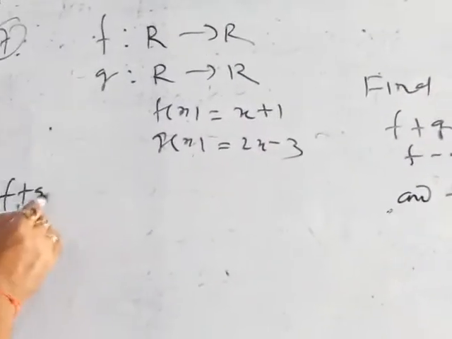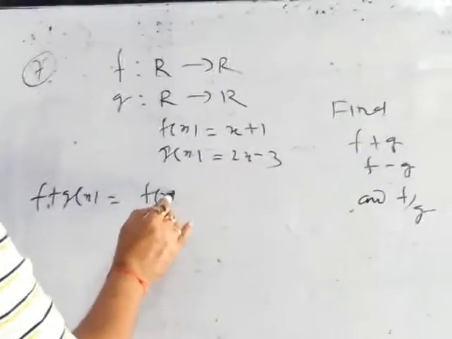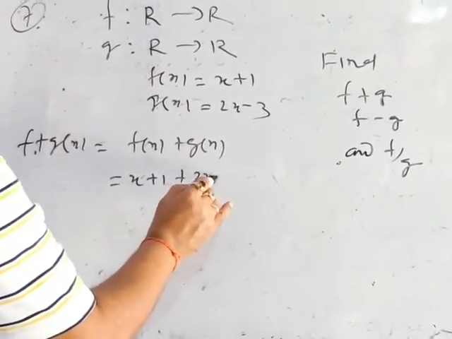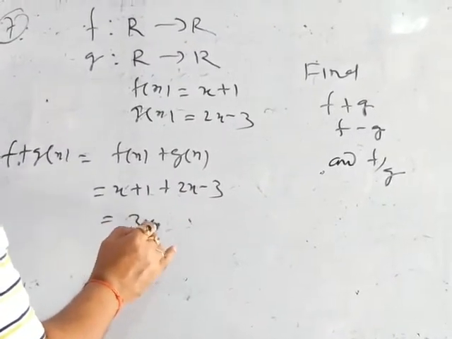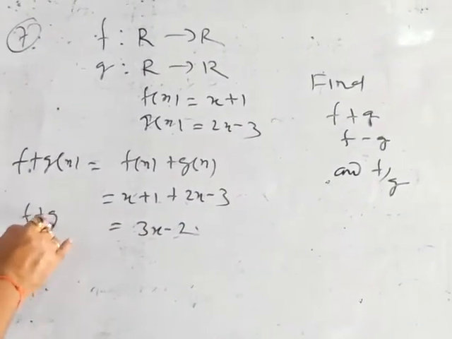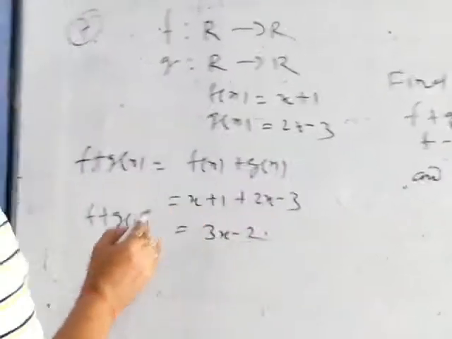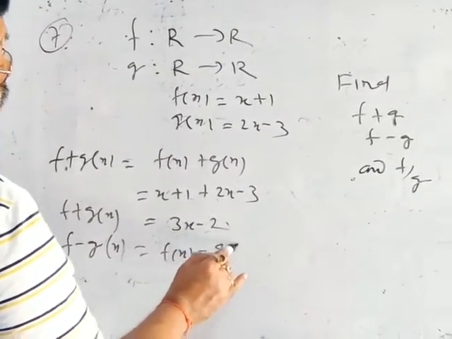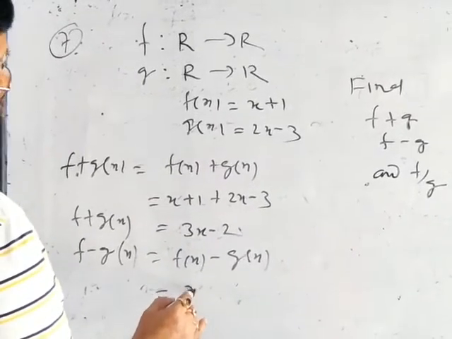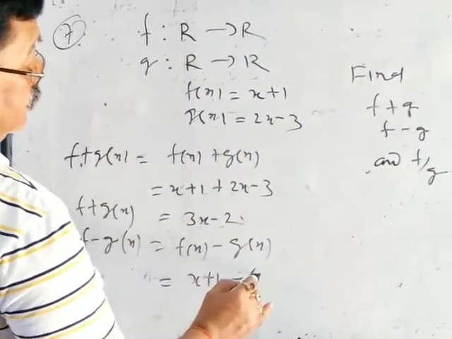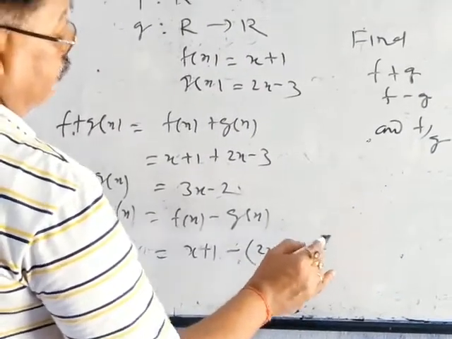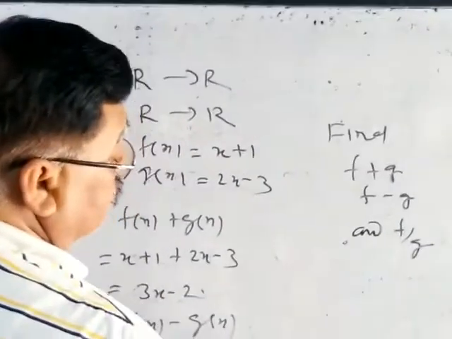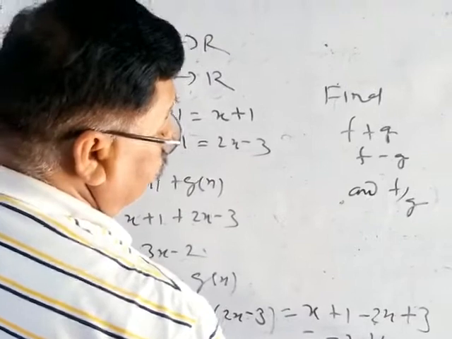So (f plus g)(x) is equal to f(x) plus g(x). So f(x) value is x plus 1, g(x) is 2x minus 3. So 3x minus 2. This is the value of (f plus g)(x), student. (f minus g)(x) is equal to f(x) minus g(x), that is x plus 1 minus (2x minus 3). Do simplification: x plus 1 minus 2x plus 3. So minus x plus 4, student.